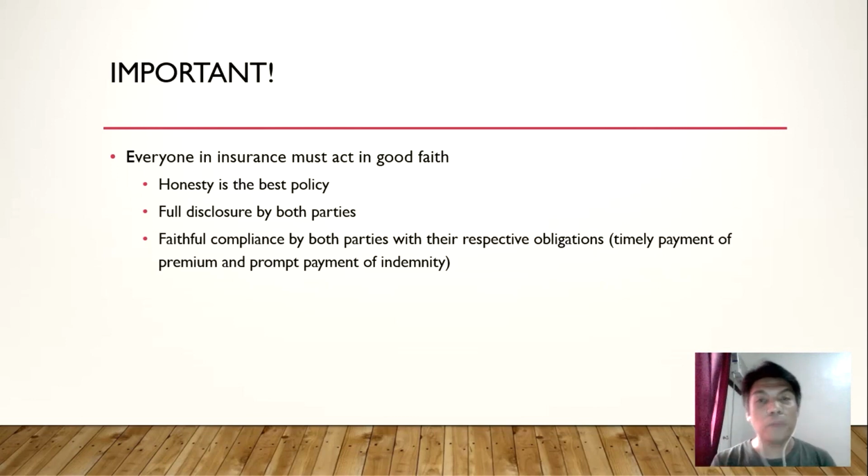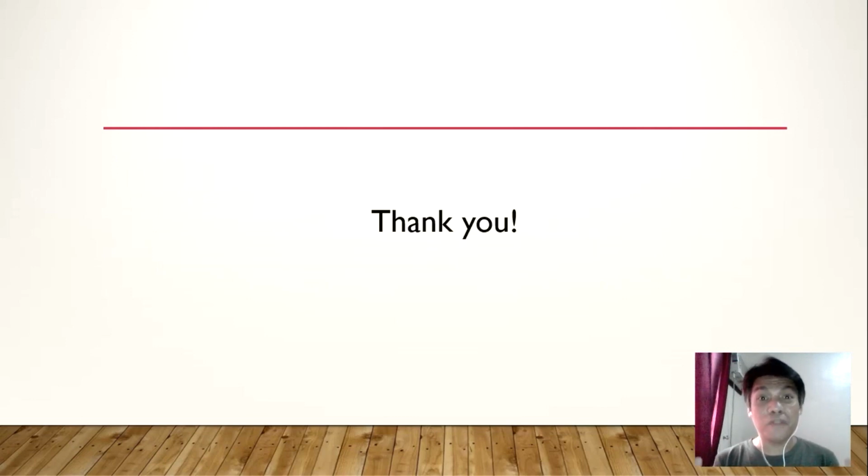You see, when both parties comply with their obligations faithfully, then insurance can serve its purpose, which is to provide security for the insured and of course to provide income for the insurer. And that ends our video on insurance.